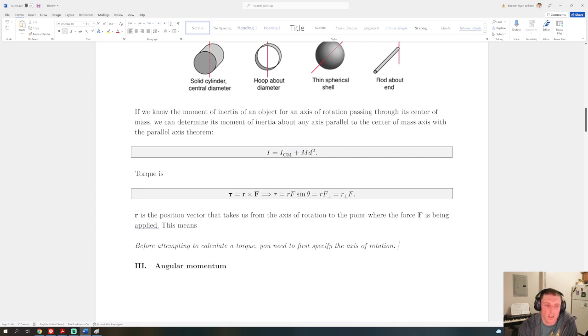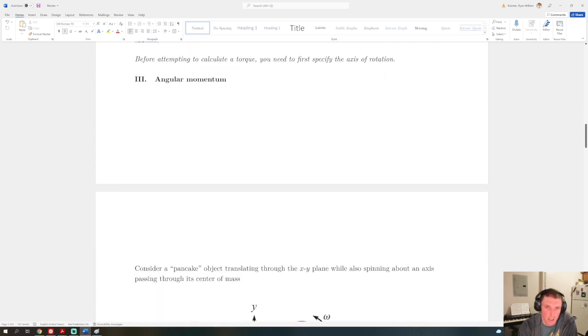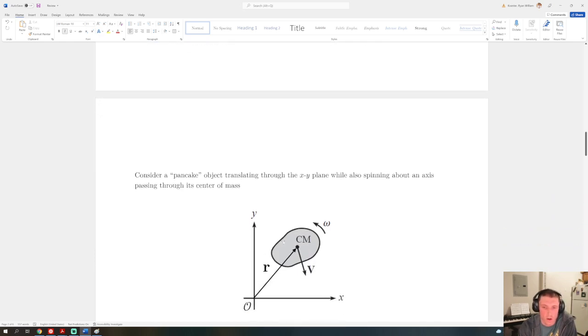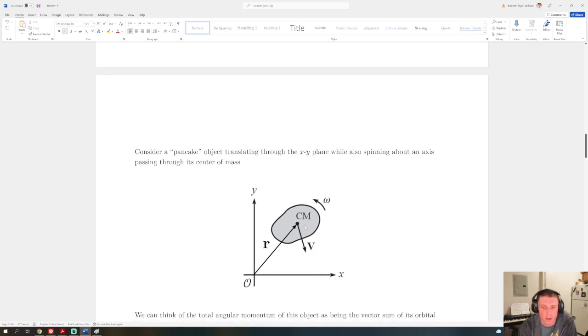Okay, so let's talk about angular momentum, right? Because this is one of the big topics that we've been talking about. I want to look at an arbitrary object, and typically we think of a pancake-like object that is moving through the xy plane. I've drawn all the vectors; this is its velocity vector, so it's moving down and to the right. But it's also spinning counterclockwise. So this is an object that is translating and spinning about its center of mass axis, okay?